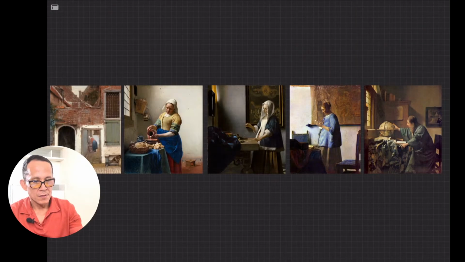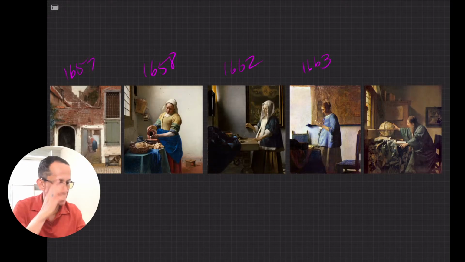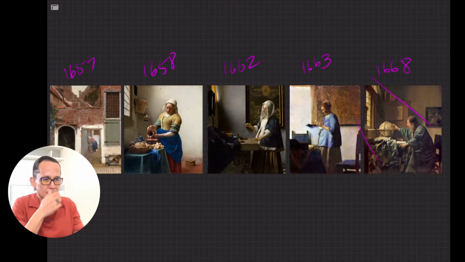At an angle. Little Street, 1657. Milkmaid, 1658. Woman holding a balance, 1662. Woman holding an envelope, 1663. The Astronomer, 1668. He has more. We know he has more. He has at least two more I can think of: the Self-Portrait and the woman holding something else, a recent discovery.